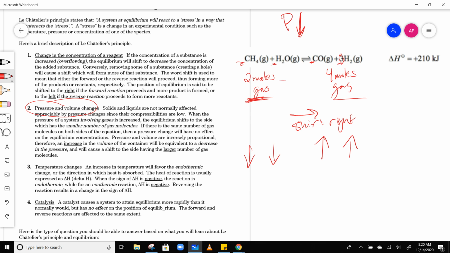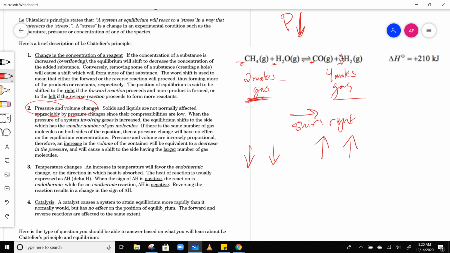So two things here. If the number of moles of gas are the same on both sides, pressure won't change the equilibrium. It won't change it at all. So if you see that it has the same moles of gas, there'll be no change. Also, the pressure change usually has to be due to a change in volume. So if we decrease the volume, the pressure goes up. If we increase the volume, the pressure goes down. And that's really what's most important.